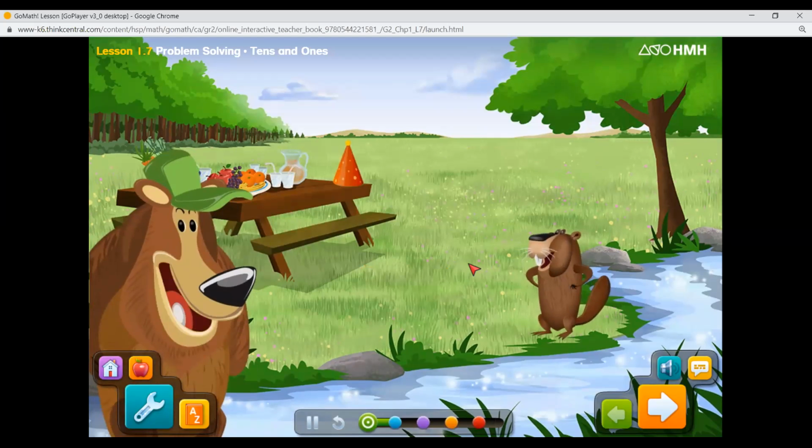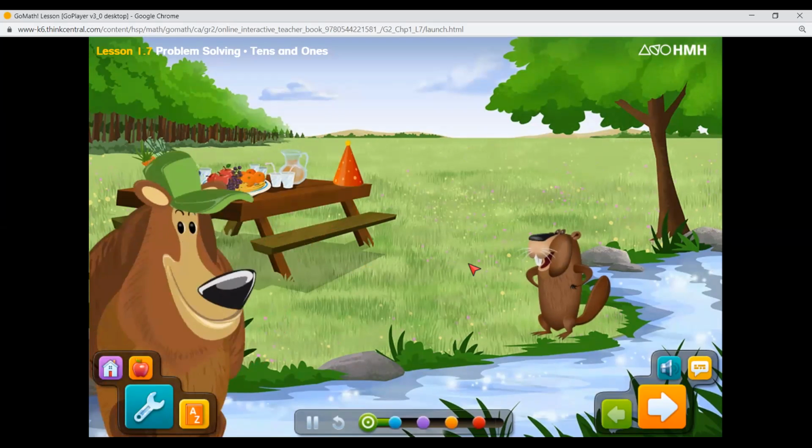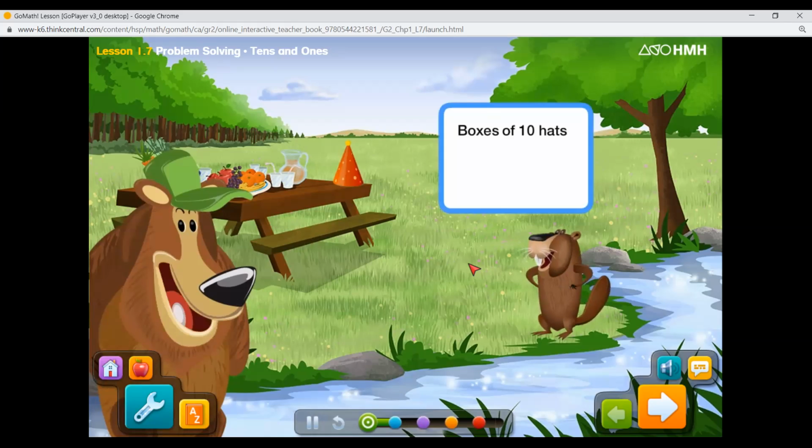Hi, friends! Blaine and I are very excited. We're going to a birthday party in the park, and we're in charge of bringing the party hats. We're trying to figure out how to carry the hats to the park. We can carry them in boxes of 10, or we can carry single hats. There will be 24 people at the party, so we need 24 hats. I wonder if there's a pattern to help us figure out how to group the hats so we can carry them. Come on, let's find out.